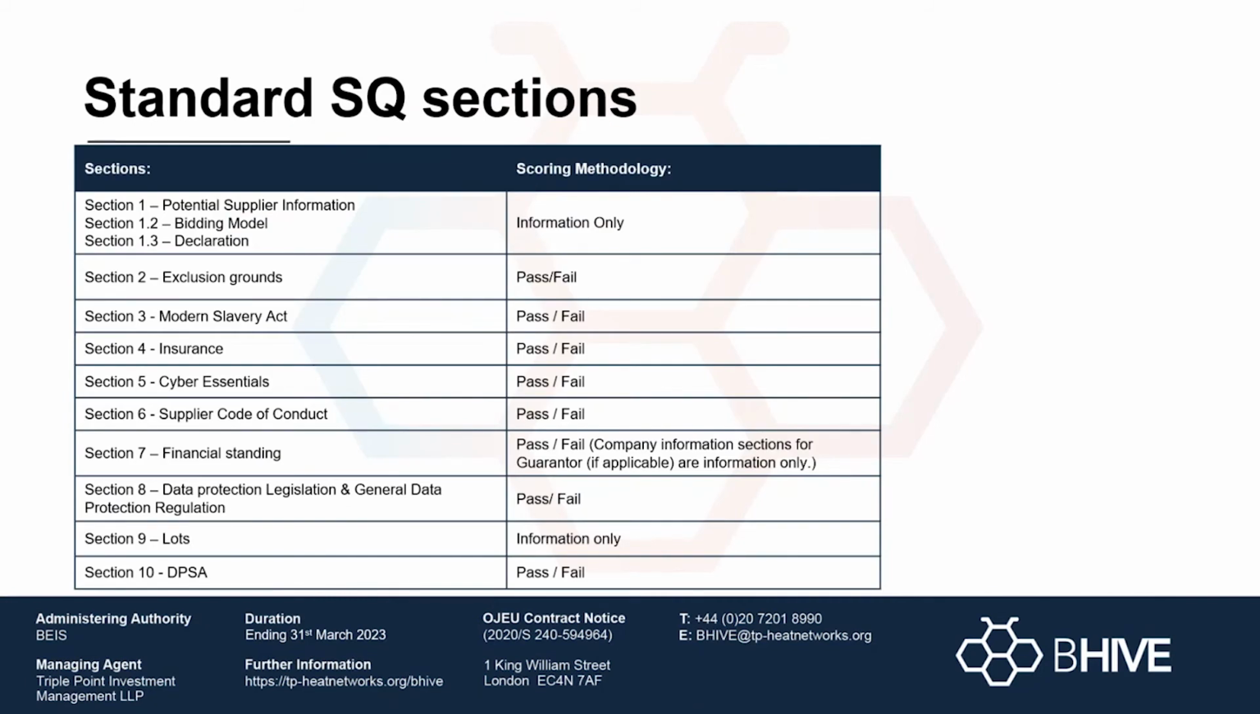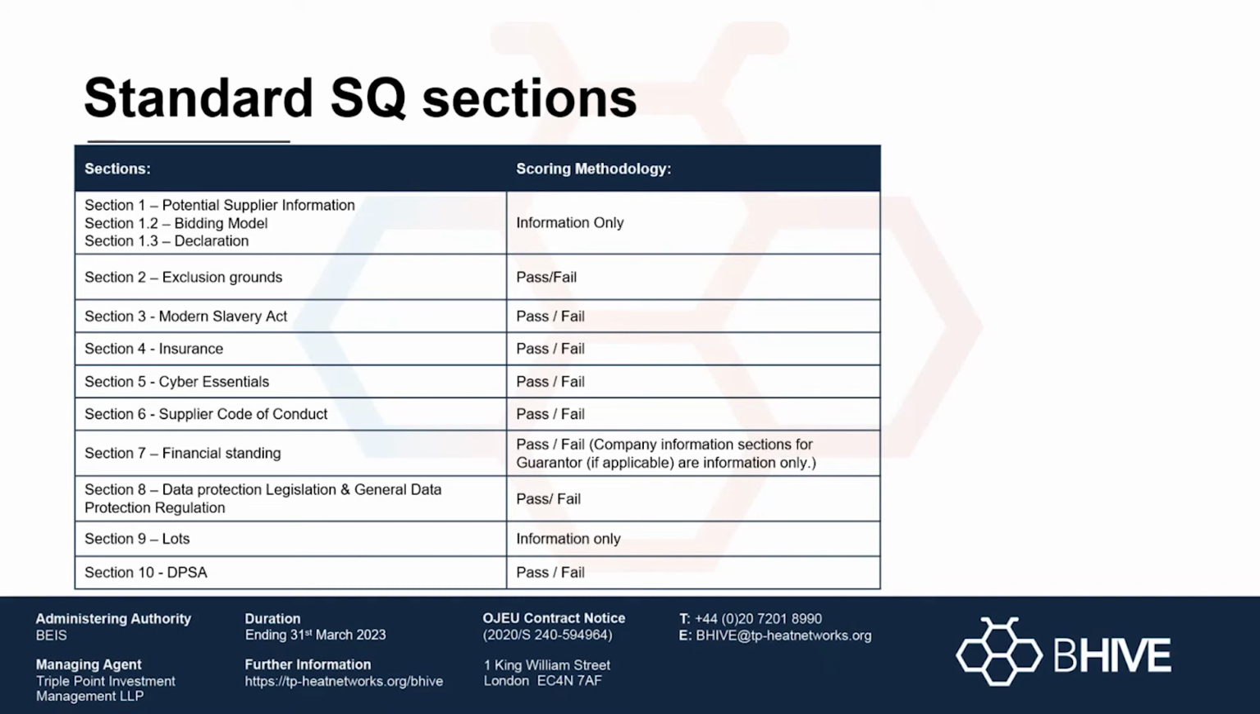So the standard SQ has these different sections. The first section is on the potential supplier information. Then section 1.2 is a bidding model, and 1.3 is a declaration that says that all of the information provided in the SQ is correct.